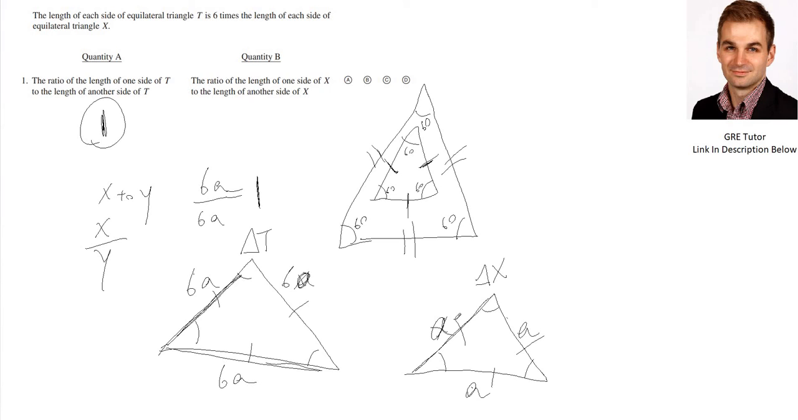Now, if we go over here and we look at the quantity B, the ratio of the length of one side of X to the length of another side of X, we're still looking at the same ratio. We're looking at A over A, which is still going to be 1. So the answer is that both of these are the same. So C.